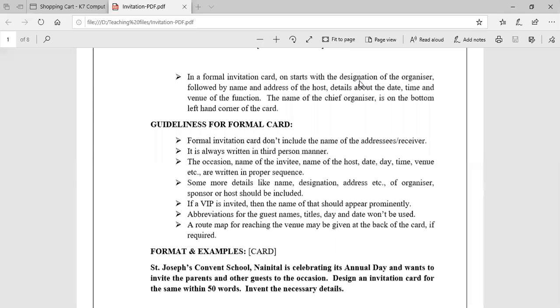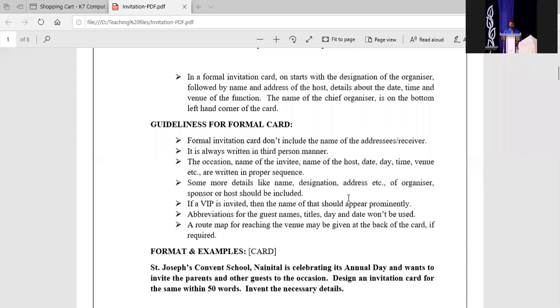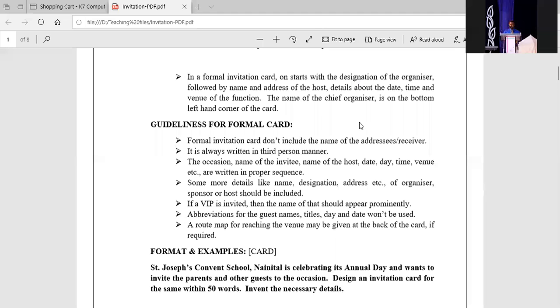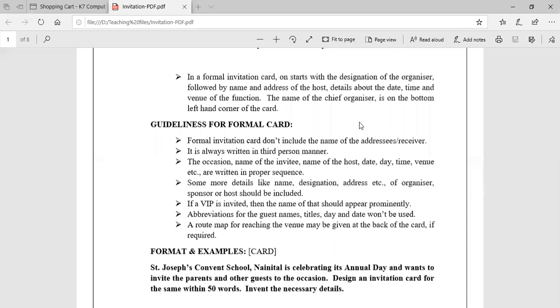So some more details like names, designations, addresses, and so on of the organizers, sponsors or hosts should be included very properly. We have to write all those things in a systematic and logical way. Then if a VIP is invited, we can go for a special guest, a chief guest, or who is going to preside over the function. So if a VIP is invited, then the name of that particular VIP should appear prominently.